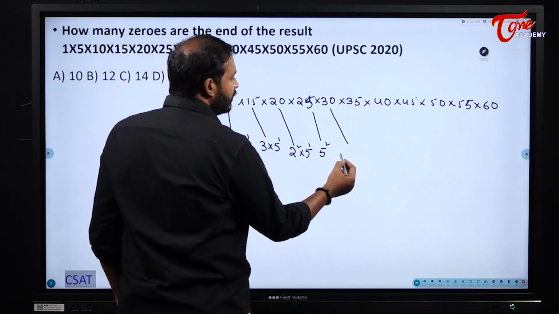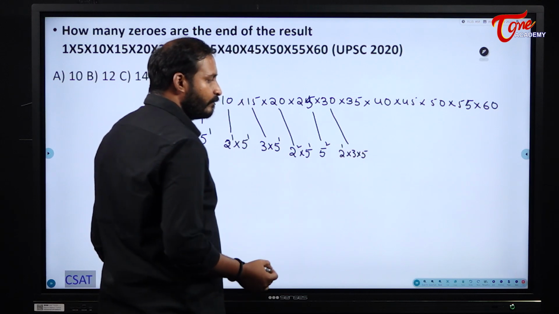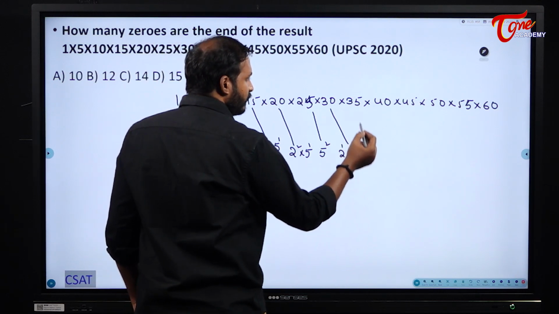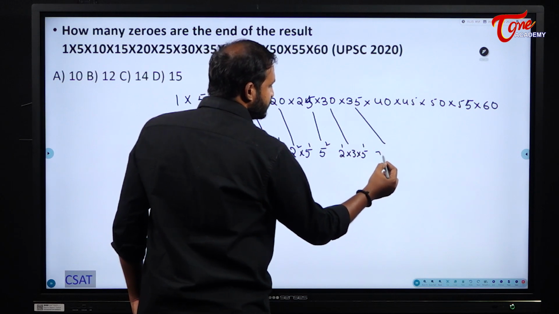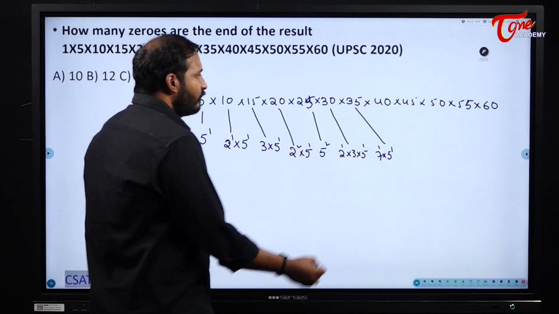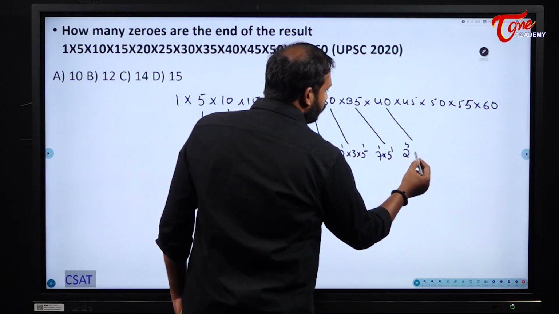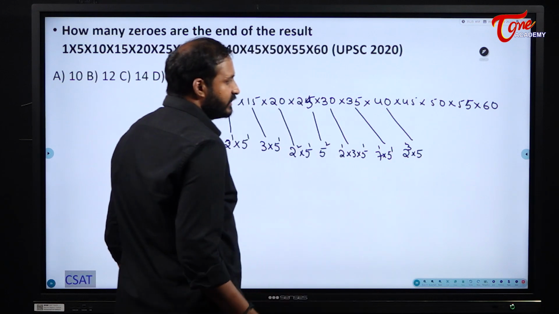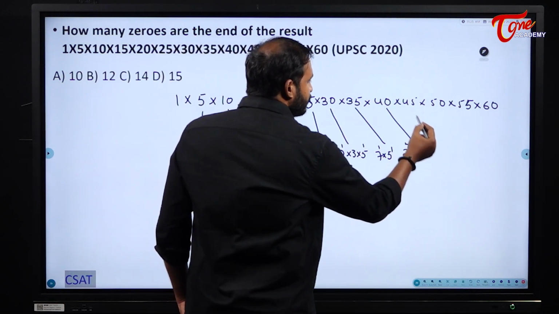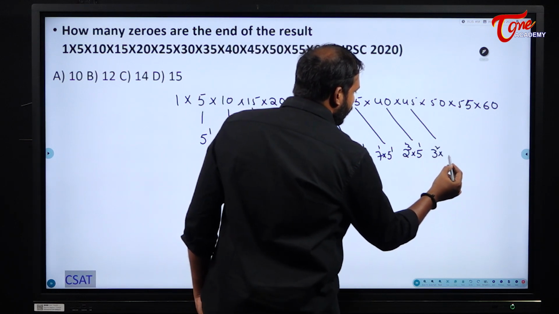30, what I can write? 30, 2 into 3 into 5. Okay, 2 to the power of 1 and 5 to the power of 1. 35 I can write it as 7 into 5. So 7 to the power of 1 into 5 to the power of 1. 40, what I can write? 40, 2 cube into 5. Why? Because 8 5s are 40. Next 45, what I can write? 45 actually 3 square into 5 to the power of 1.